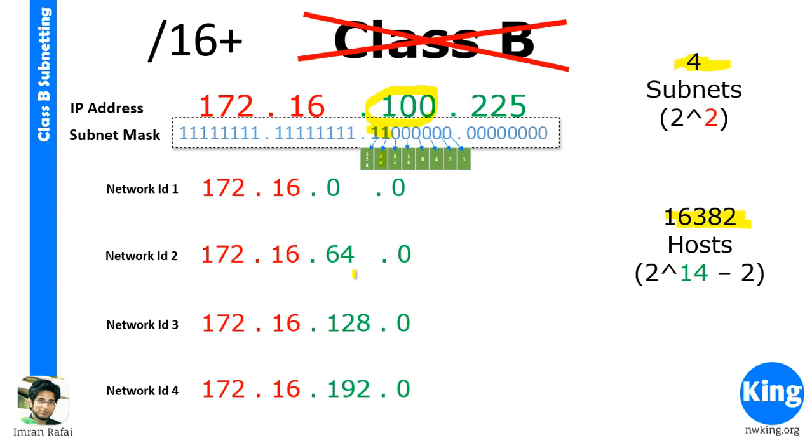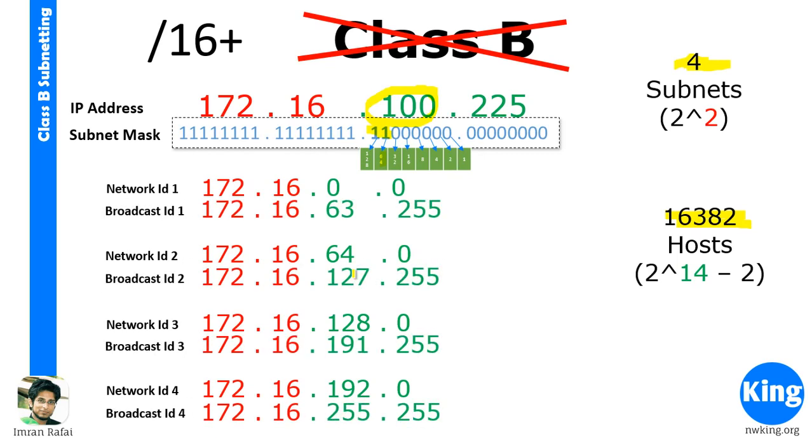So 64.0 minus 1 is not 63.0. Remember, it is 63.255. The reason I'm stressing on this is the most common mistake students make. 64.0 minus 1, they do 63.0, which is wrong, and they lose a lot of marks. Don't do that. 64.0 minus 1 is 63.255.